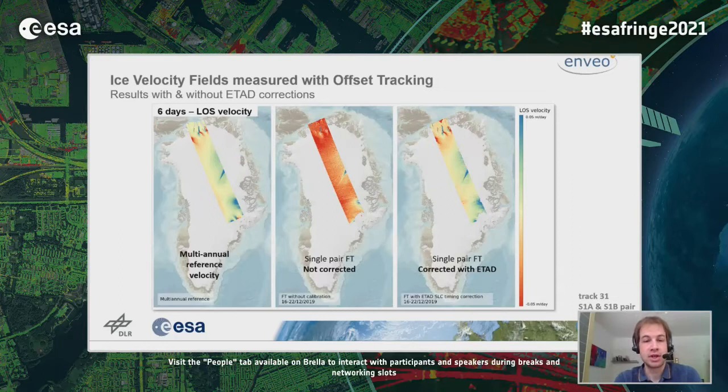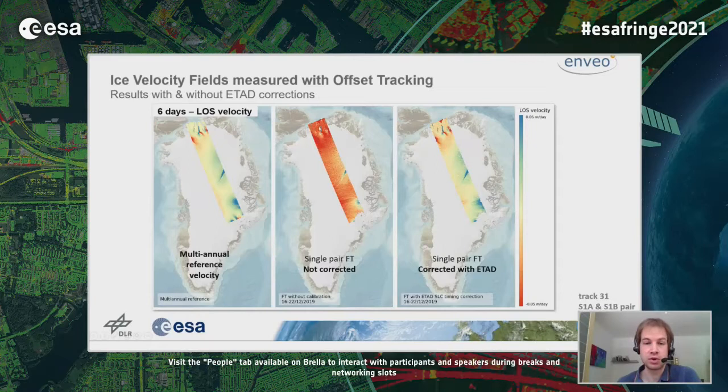For the line of sight, the feature tracking results: on the left, you can see the multi-annual reference map. In the middle, you can see the pair we picked, a 6-day pair with Sentinel-1A and 1B. If we don't do anything and just do the feature tracking between the two acquisitions, we can see a lot of bias and signals coming from differences between S1A and S1B.